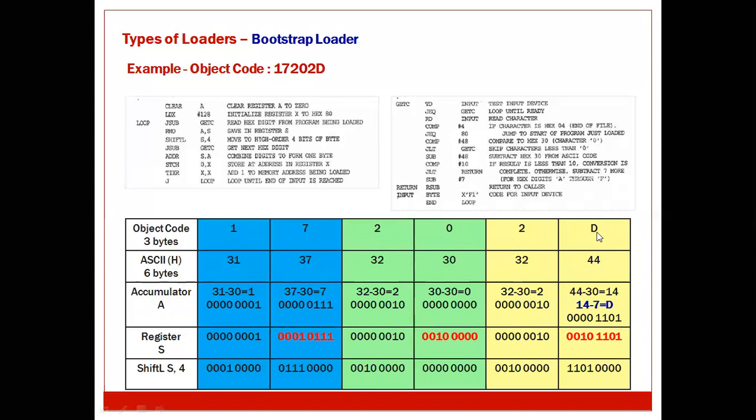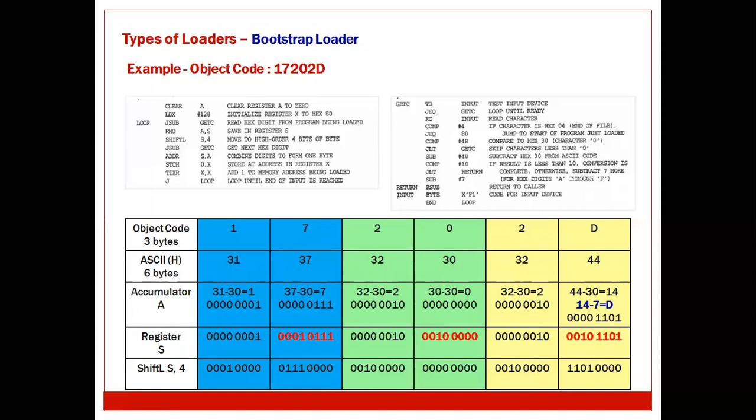Okay, now let's come to the next one. The next one has a character D now. So 2 is taken as 32, D is taken as 44. They are the hexadecimal equivalents in ASCII. Now 32 minus 30, since it is less than 10, we will just move it to the register S. So 00000010, we will shift it to the left. So I get 00100000.